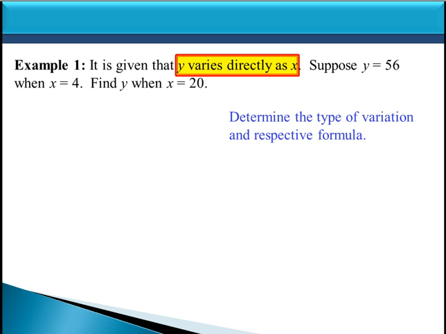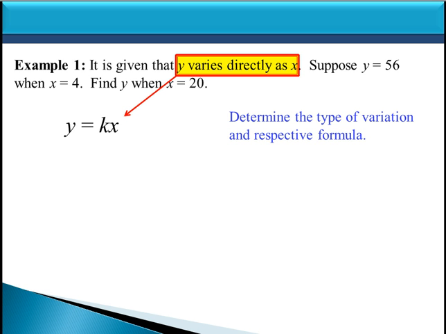Notice that we see the phrase y varies directly as x. Note that sometimes this might be worded as y is directly proportional to x. That just means the same thing. So when we see that it's direct variation, we're going to use the formula y equals k times x.